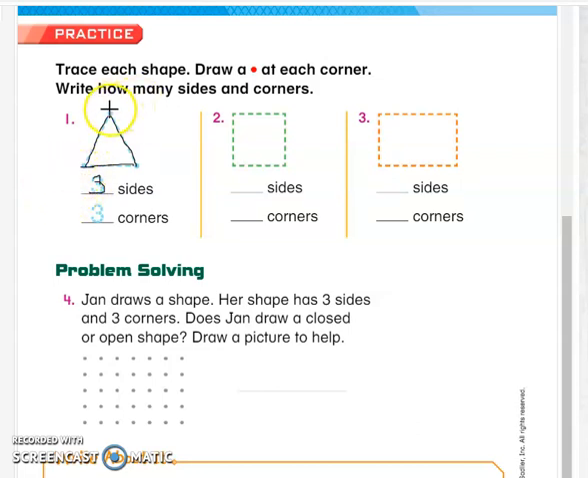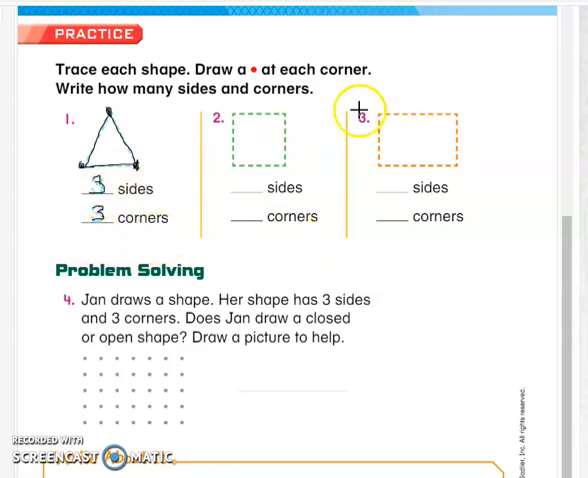Okay, this might be a little easier for you to do with your pencil, so I'm just going to try and make a little closed-in dot. I have 1, 2, 3. So you can see I have 1, 2, 3 corners. Okay, a corner is just where 2 sides meet together and kind of come together. So we know a triangle has 3 sides and 3 corners.